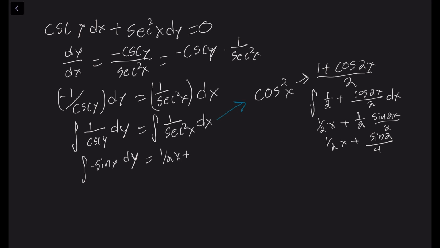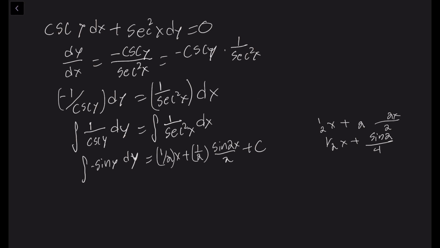1/2 x plus 1/2 sine 2x over 2. Now we're missing a part, if you can think about it real quick. It's our plus c. That plus c is very important in case there's anything in the differential equation that we're missing. That's what the plus c is for. Alright, and so now this here is our implicit solution.